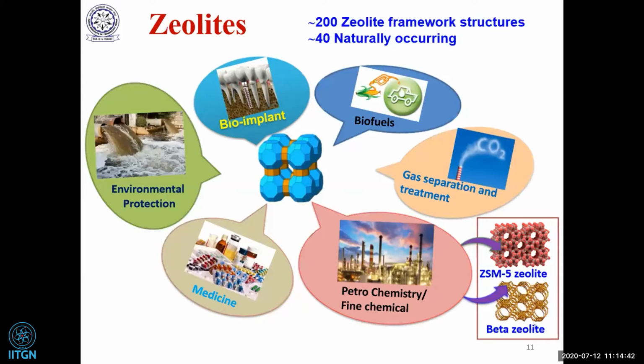Everybody knows that zeolites are mostly used in petrochemical and fine chemical industry, and its application itself shows how well zeolite frameworks are known, because more than 240 zeolite frameworks are known, and out of them 200 are lab synthesized and 40 are naturally occurring. So that itself demonstrates how much of a success story zeolite has. Today I am not going to talk more about it. I am mostly going to talk about ZSM-5, but beta is another interesting framework, because these are widely used in petrochemical and fine chemical industry.